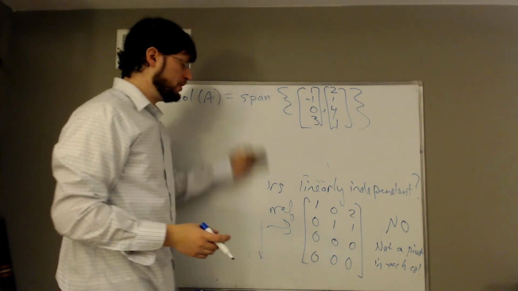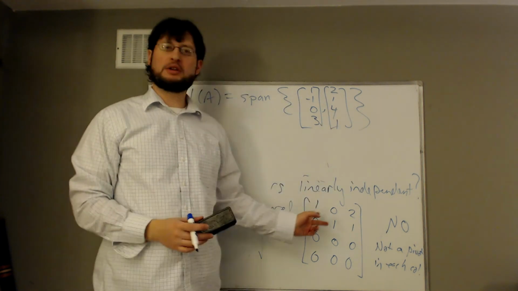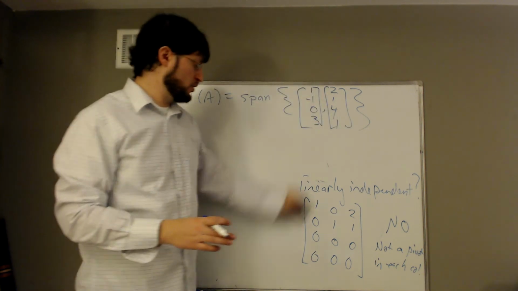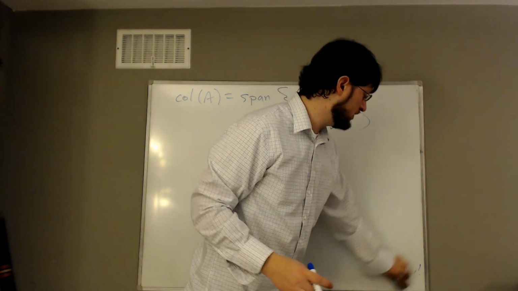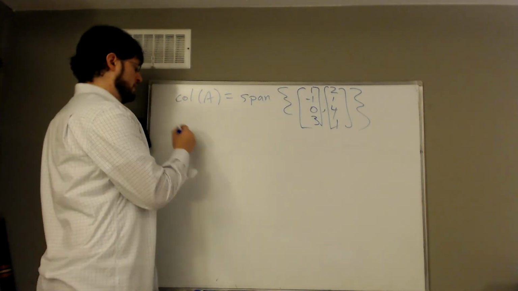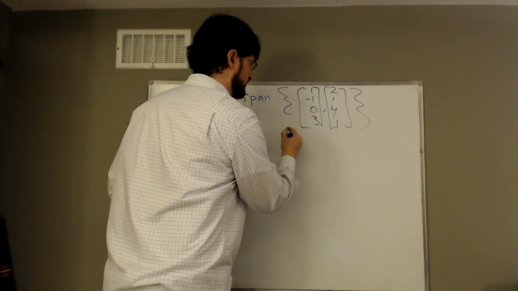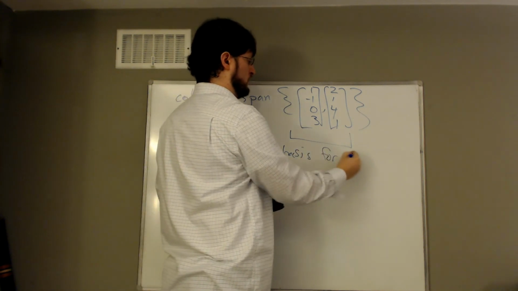So notice what we do. We take the matrix A, we row reduce it, we find out where the pivots are, we take the columns off the original matrix A which corresponded to the pivot columns. And those form a basis for the column space of A. Right, so these two things here are a basis for col A.